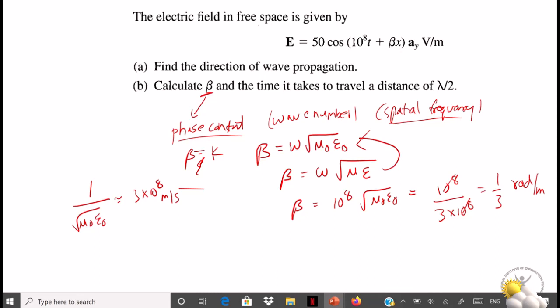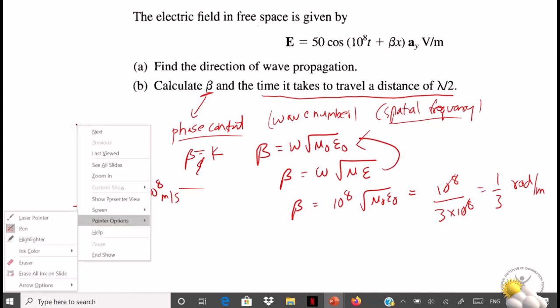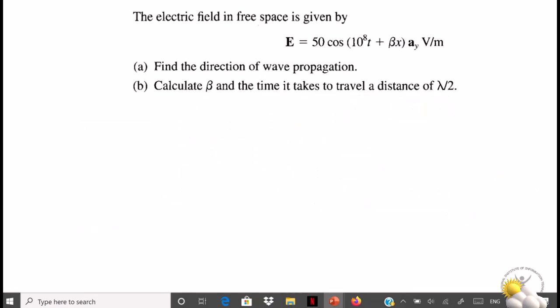So we have the value of beta. Next, the question asks for the time the wave takes to travel a particular distance. If it is taking some time to travel some distance, it should have some velocity, right? So how do you get the velocity of the wave?